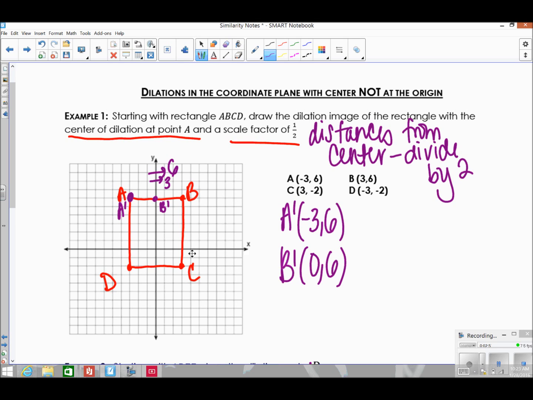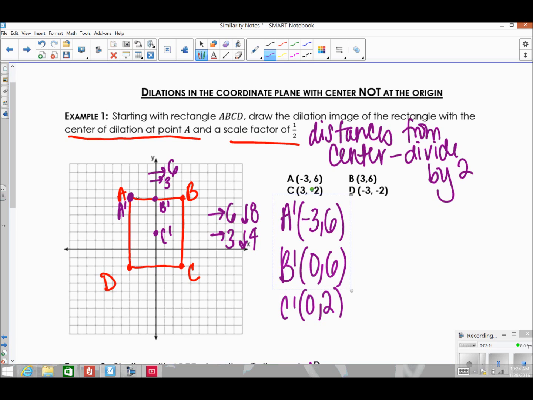Then to get to C, I had to go right 6 and then down 1, 2, 3, 4, 5, 6, 7, 8. So right 6, down 8 means I'm going to do half of that, right 3, down 4. So right 3, down 1, 2, 3, 4. We'll get to C prime. So C prime's coordinate is going to be 0, 2.